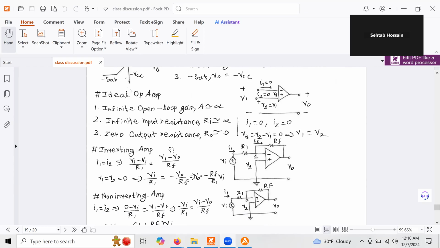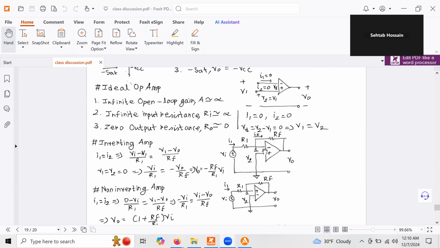How do we get an inverting op-amp? When the input is connected to the inverting point, we get an inverting amplifier. We apply KCL in this circuit, and it will be just like this. Then V0 is equal to minus RF over R1 times VI, where VI is the input AC signal, and RF over R1 is the gain factor.